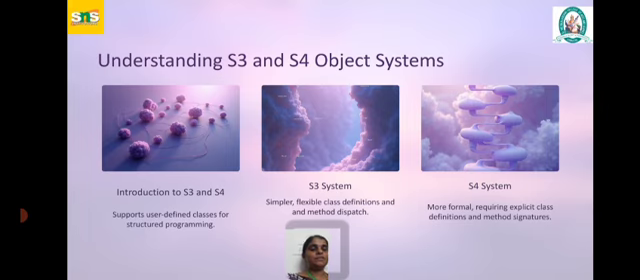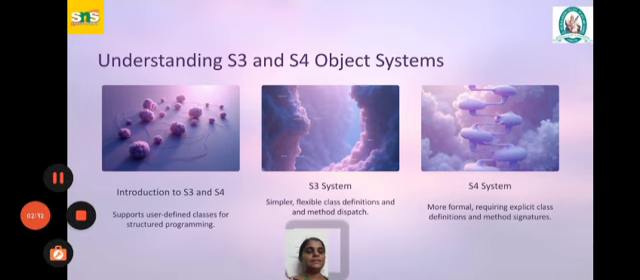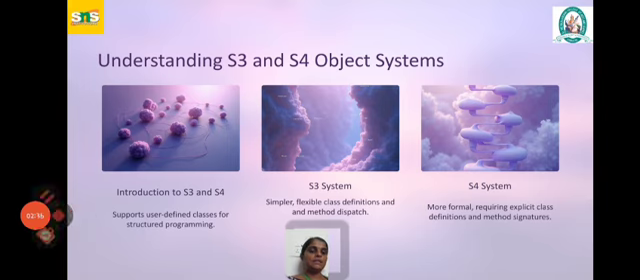The key differences from S3: in S4 we have to formally declare a class using the setClass function. We define what slots the object must have, and we can set rules for what types of data go into each slot. It helps prevent errors and keeps the code well organized. Now, is the difference between S3 and S4 clear?